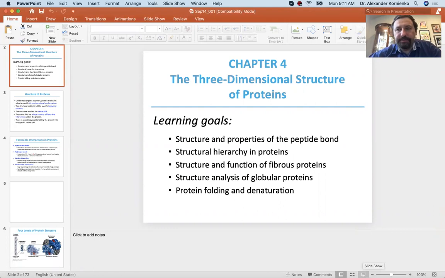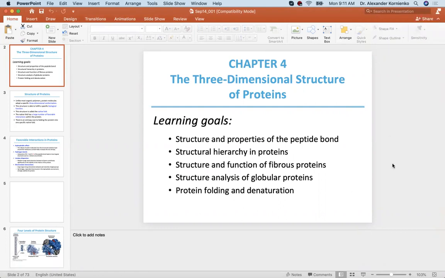As usual, we start with the learning goals. So what are we expecting to learn from this chapter? Well, it comes down to peptide bonds. So this is where we start. All proteins at the core have peptide bonds, and to know the properties of the peptide bond is crucial. Again, it's all understanding, right? You can't memorize that. And then structural hierarchy in proteins. Here we'll talk about various folds, various common three-dimensional motifs that proteins adopt to minimize negative interactions, maximize positive interactions, and so on and so forth.